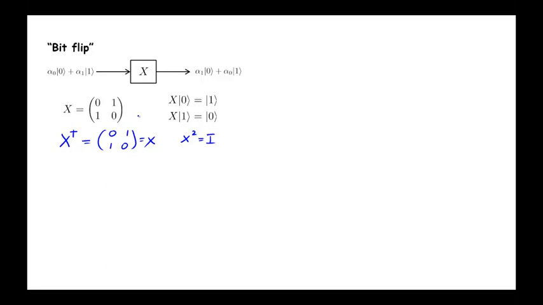And okay, so what does X do? If you start off in the 0 state, then X times 0 is the 1 state, and if you start in 1, then you end up in the 0 state. And so it's a bit flip. But of course, the qubit might start in a superposition of 0 and 1. And so if you apply X to this superposition, then 0 and 1 swap places. So the amplitude of 0 is now alpha 1, and the amplitude of 1 is alpha 0, because 0 and 1 swap positions.